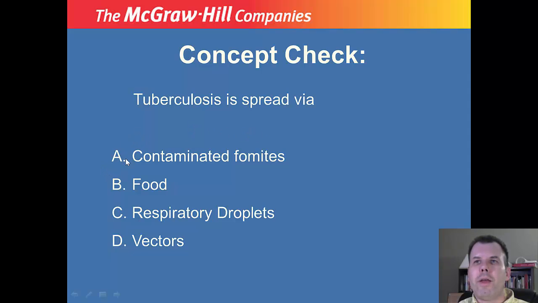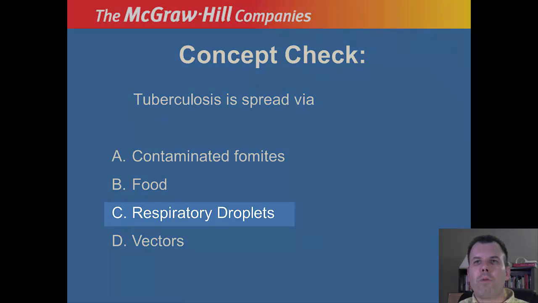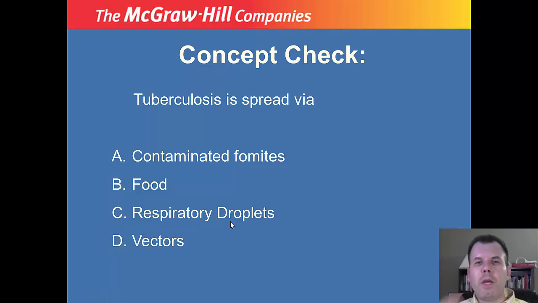Is it spread through contaminated fomites, food, respiratory droplets, or vectors? What is the best way to spread TB? If you said respiratory droplets, you are correct, because remember, it's a lung disease. The coughing up of the respiratory droplets is what spreads it. Other people breathe that in, and then they can become inoculated with just the 10 bacteria that they need. So again, difficult to catch, but once you do catch it, very difficult to get rid of, just because it's such a slow grower.